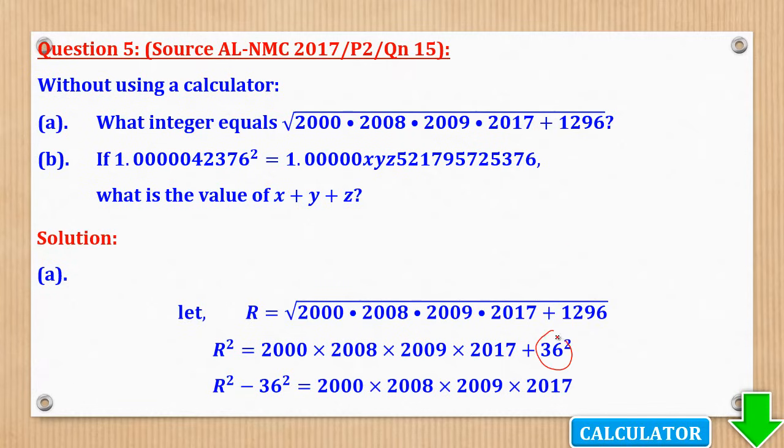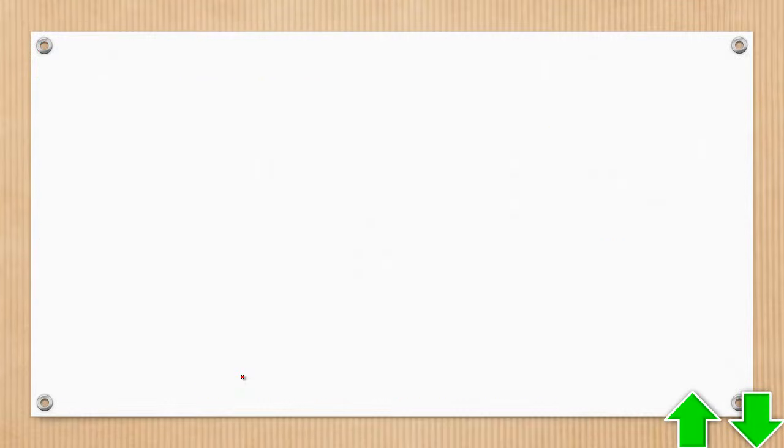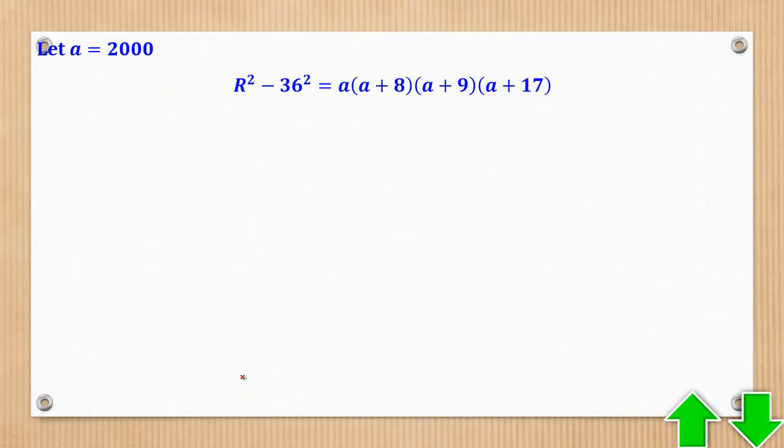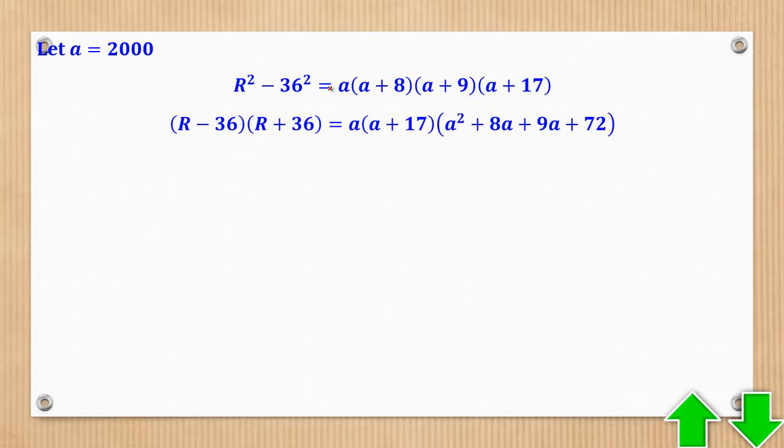Then bring this one this side, you come up with this. Okay? Then from there, I'll say that let A be equal to 2000. Then I'll substitute. So this will be now 2008, 2009, 2017. And so will be 2000. This will be difference of 2 squares to give you this.